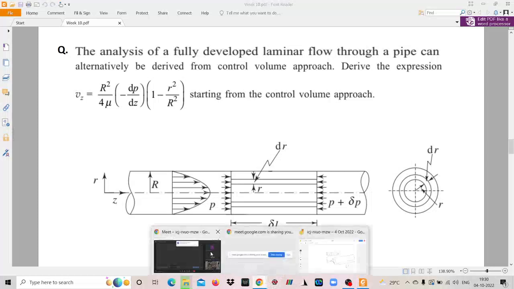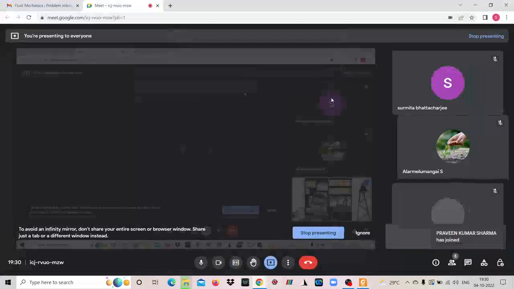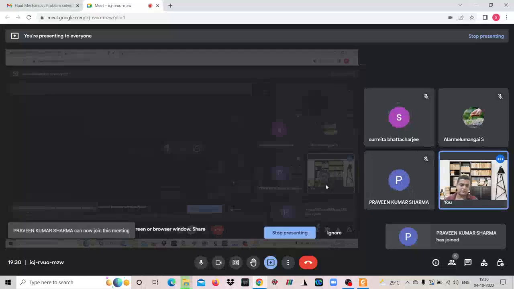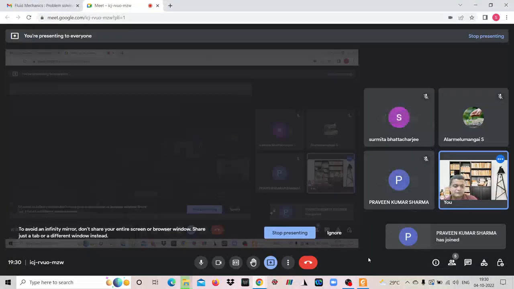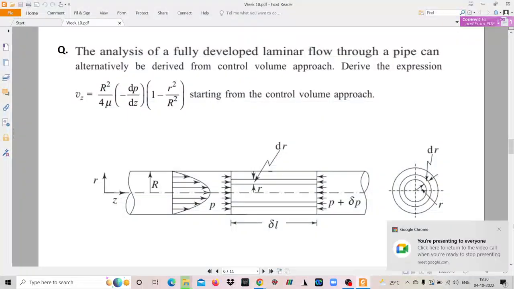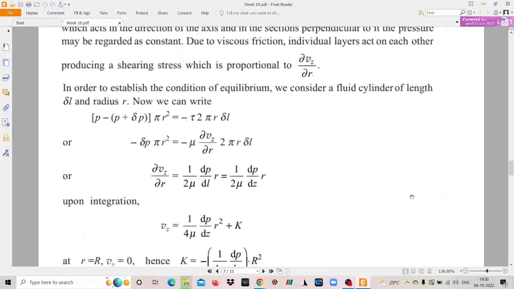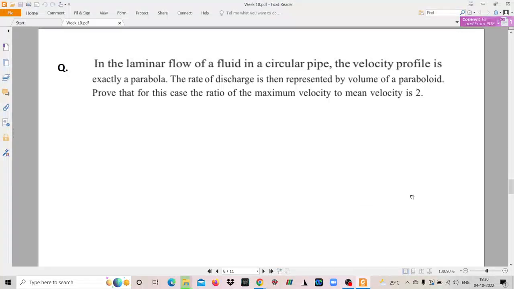In case of any doubt, please ask, otherwise we will move to the next problem. If there is no doubt, then let's move to the next problem.